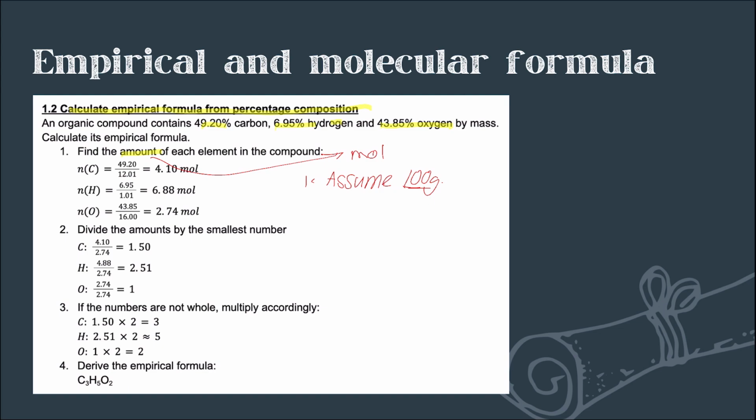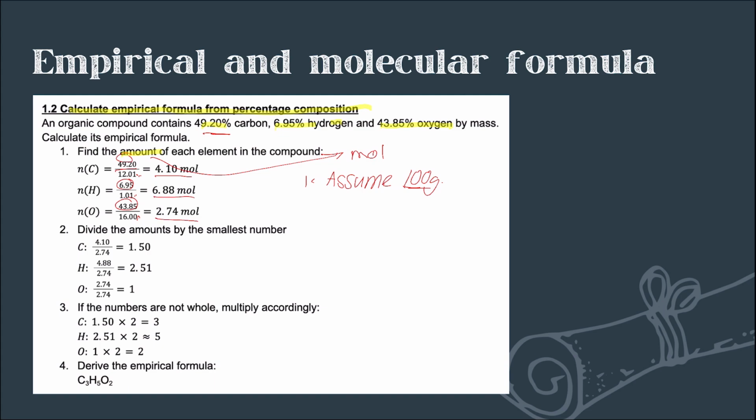Because if we have 100 grams of the substance, we can convert these percentages into masses, because 49.2% of 100 grams would just be 49.2 grams. Then we can work out the molar mass of each of these elements and divide by that to get the moles of each element in the compound. So that's what we have done, dividing the percentages by the Ar of each of the elements, and we have gotten 4.1 moles, 6.88 moles, 2.74 moles.